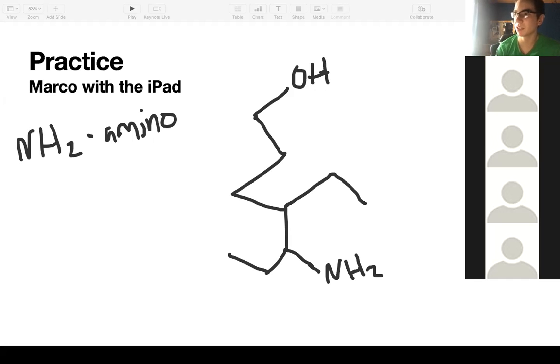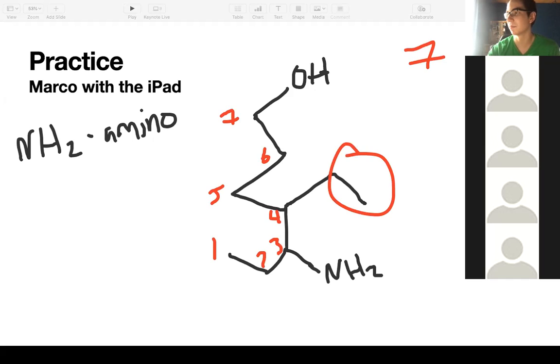And do we want to start counting from the top or from the bottom? From the bottom left. All right, so let's try counting from the bottom left. So we got 1, 2, 3, 4, 5, 6, 7. So when we count from the bottom left, our alcohol is on carbon 7, and this ethyl group right here is on carbon 4, and our amino is on carbon 3. So we add all those together, it comes up to 14.